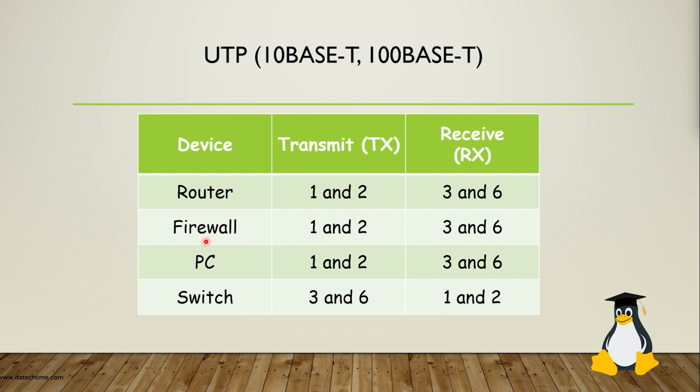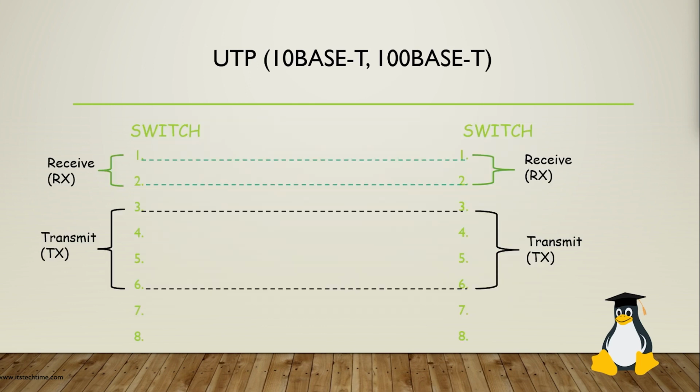A router transmits data on pins 1 and 2 and receives data on 3 and 6. Our firewall will transmit data on pins 1 and 2 and receive on pins 3 and 6. A PC will transmit data on 1 and 2 and receive on 3 and 6. And a switch will transmit data on pins 3 and 6 and receive on 1 and 2. So if it helps you remember, a router, firewall, and PC will all transmit data on 1 and 2 and receive on 3 and 6. And a switch will be different and transmit on 3 and 6 and receive on pins 1 and 2. Well, that's very important to know for your CCNA exam.